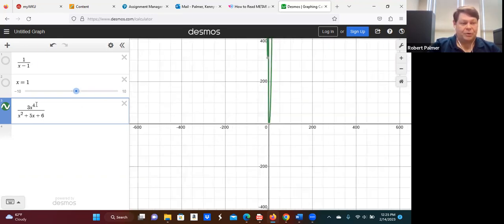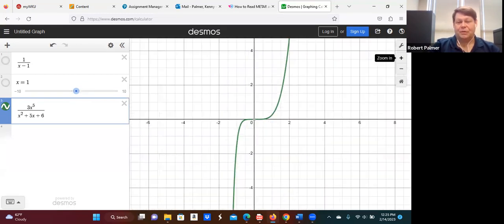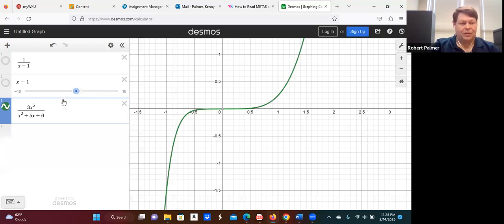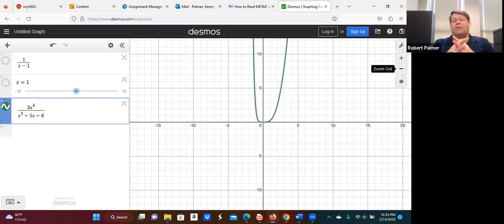Or if we make it even larger, like to the 5th, it makes that even more pronounced. Now, it no longer approaches a straight line far from 0. So anytime the degree of your numerator is 2 or more greater than the degree of your denominator, it no longer approaches a straight line far from 0.